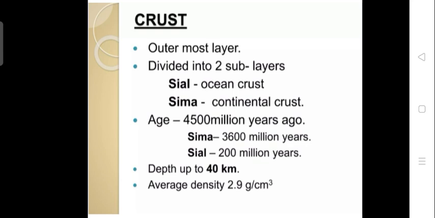The first layer, the crust, is the outermost layer where all things sustain, and it is divided into two sublayers, Sial and Sima. Sial means oceanic crust and Sima means continental crust. Sial has a composition of silicon and aluminium, and Sima has a composition of silicon and magnesium. The age of the Earth is about 4.5 million years, where Sima originated up to 3600 million years ago, and Sial 2000 million years ago. The depth of the crust is about 40 kilometers, and the density of the crust is 2.9 gram per cubic centimeter.